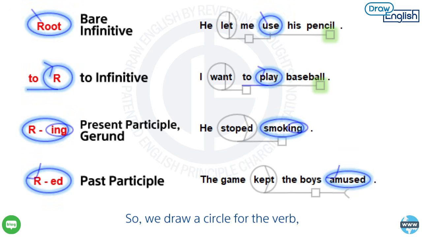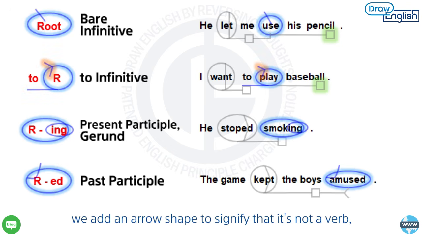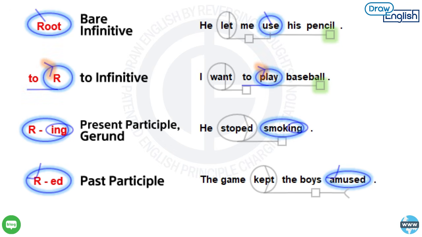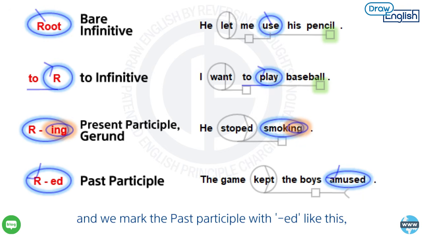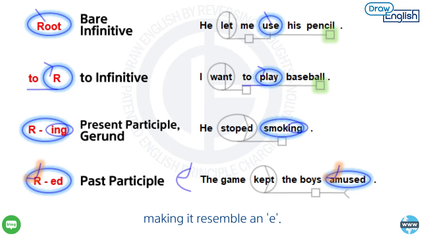So, we draw a circle for the verb, but we need to distinguish it from the main verb, which is the center of the sentence. For the bare infinitive, we cut the circle like this as a sign that it's not a verb. For the to infinitive, we add an arrow shape to signify that it's not a verb, and also to indicate direction or future meaning. We mark the present participle or gerund with ing like this, and we mark the past participle with ed like this, making it resemble an e.